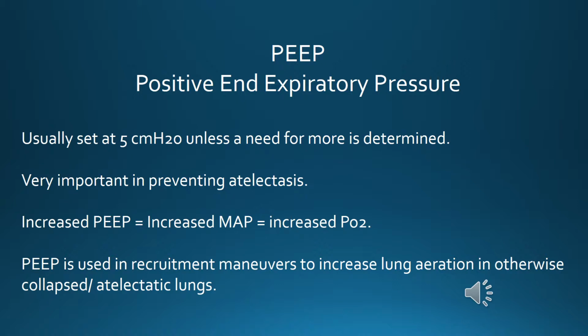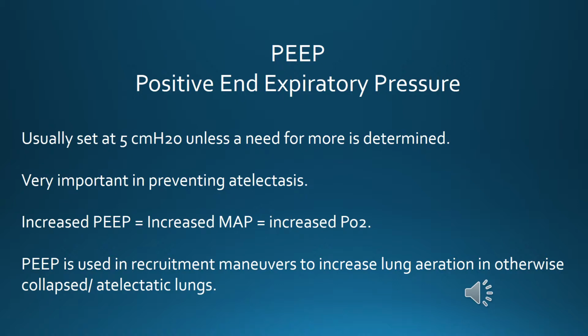PEEP, or positive end expiratory pressure. Like I said, most ventilators usually set it at 5 centimeters of water unless a need for more is determined. This is very important in preventing atelectasis, which is a collapsing of the alveoli. Basically equivalent to a balloon that you start to blow up. You're not actually inflating the balloon, but the stem of the balloon is taut and open.